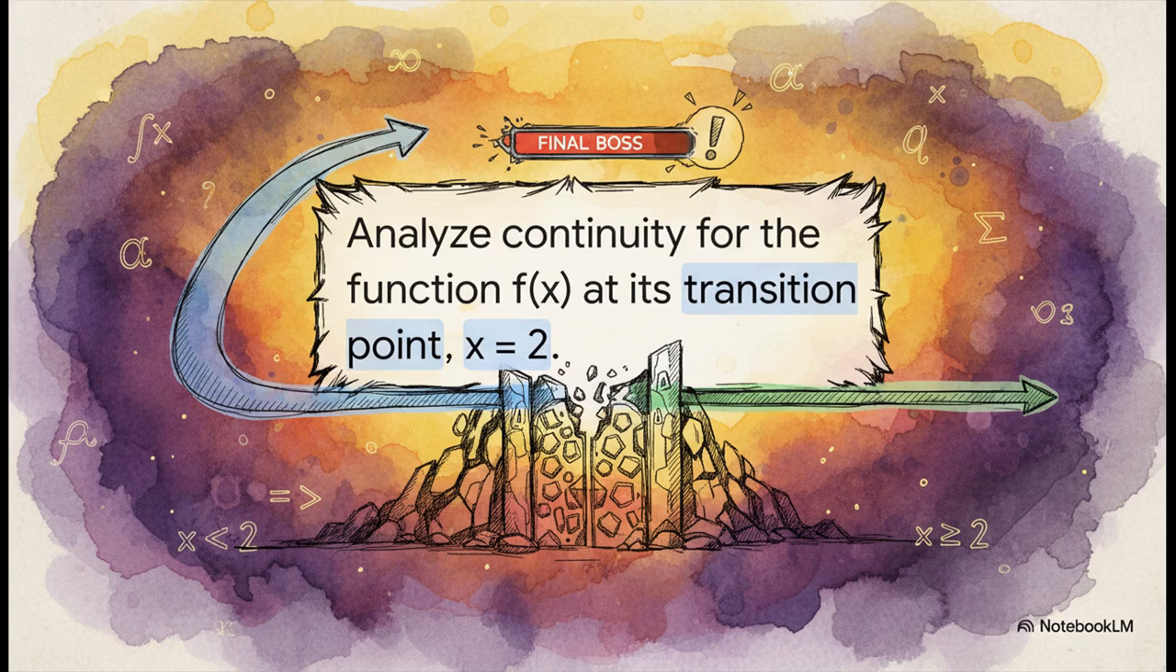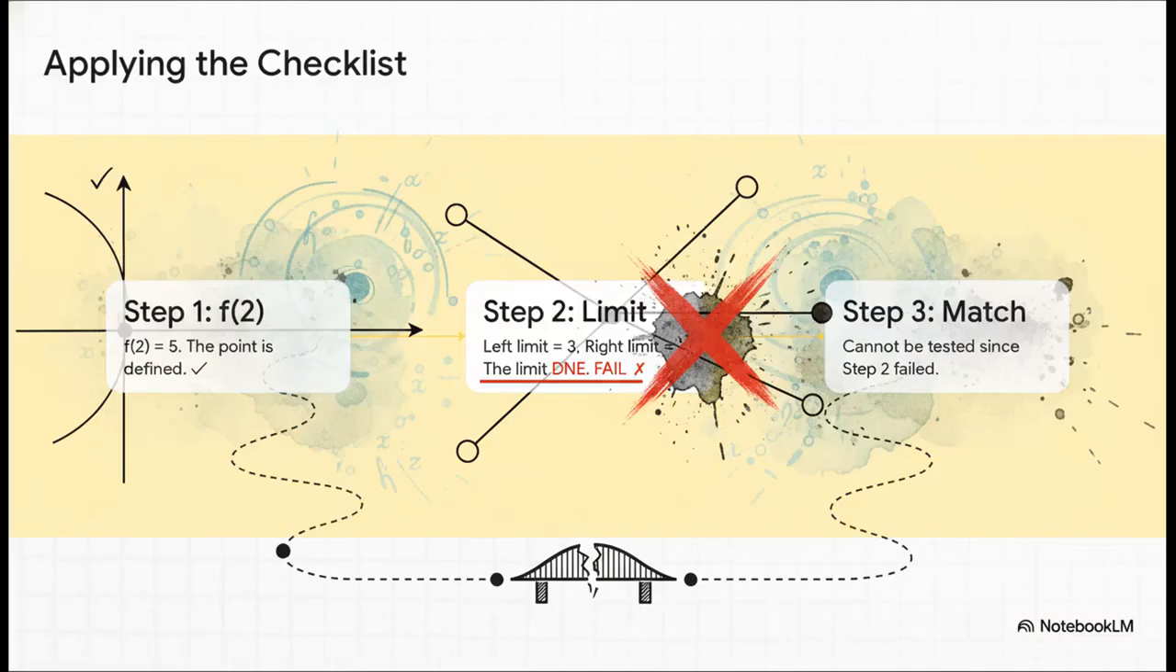All right, time for the final boss, the piecewise function. These are the functions that play by different rules on different parts of the graph. The only spot where continuity might be a problem is right at that transition point, in this case, at x equals 2. Okay, let's run the checklist.